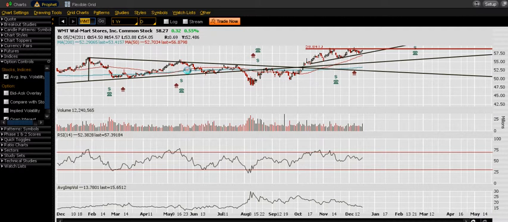Here's some interesting things about Walmart, symbol WMT. This was an old symmetrical triangle formation. It eventually broke above it, but I want to zoom into this area right here.